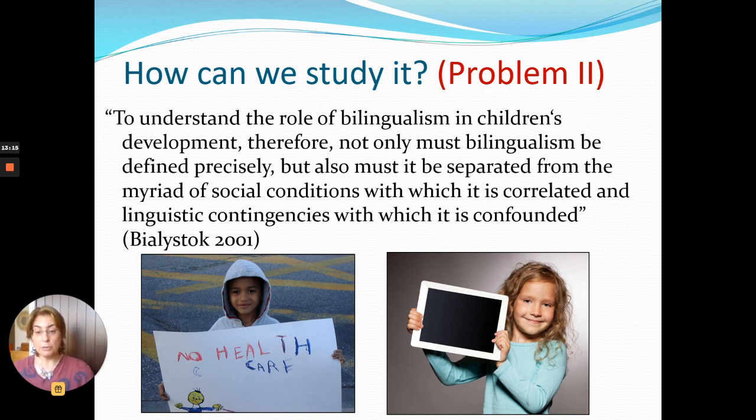The multilingual people not only come in different kinds according to all these parameters that I have presented to you, but they also come from different social, personal, family situations, and that has to be taken into account when we examine them.